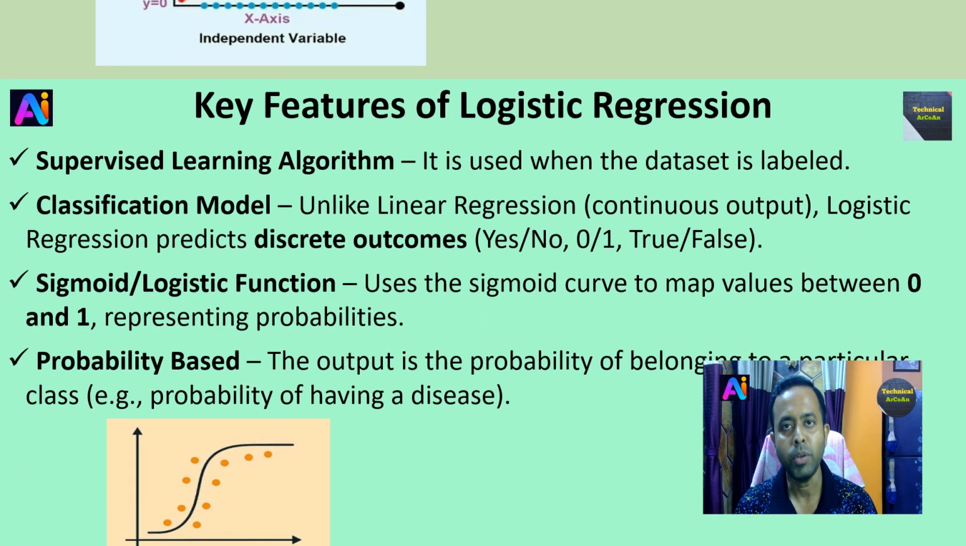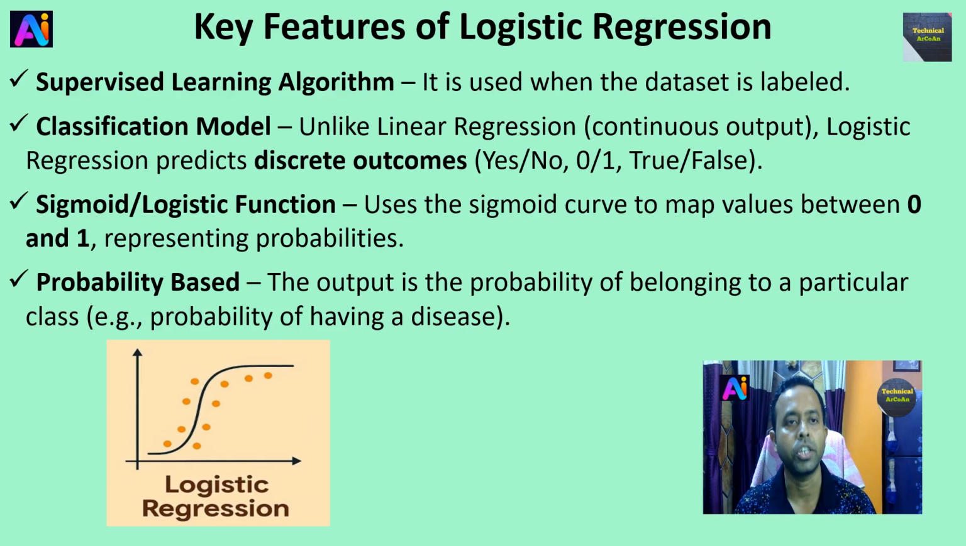Now we talk about the key features of logistic regression. It is a supervised learning algorithm, used when the dataset is labeled. What labeled data is, I have already described in my earlier videos, so I will put all the earlier video links in the video description, you can check them out. It is a classification model; unlike linear regression, where continuous output is concerned, logistic regression predicts discrete outcomes, 0 or 1, true or false, like that.